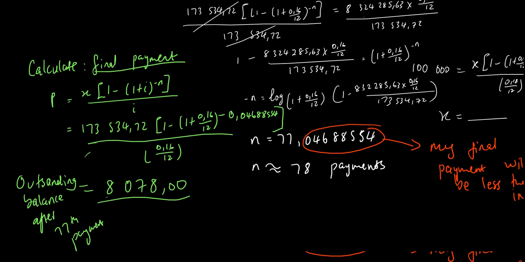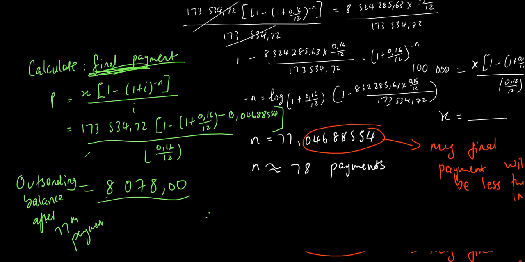So I have not answered the question, because the question wants to know what will be my final payment. So guys, to get the final payment, you simply take that outstanding balance and grow it by a month. That loan there, you just grow it by a month.